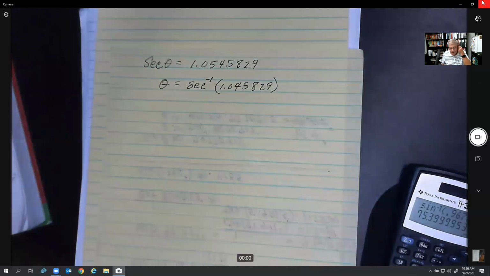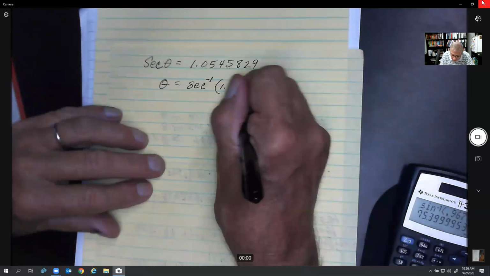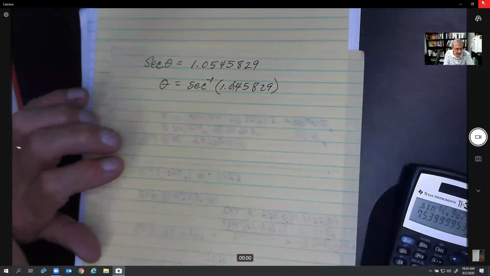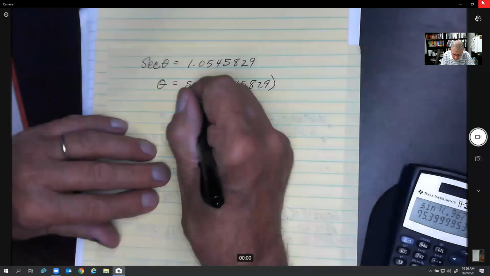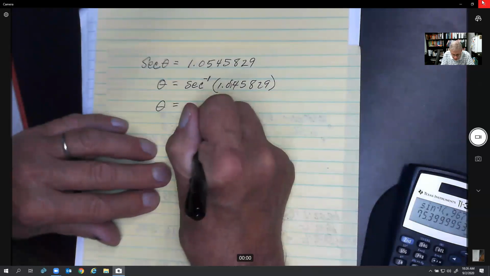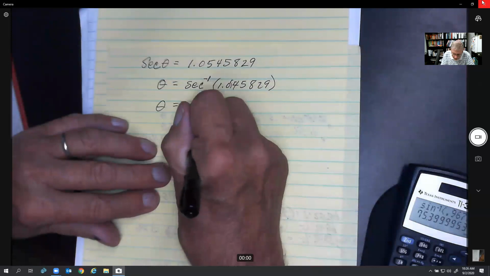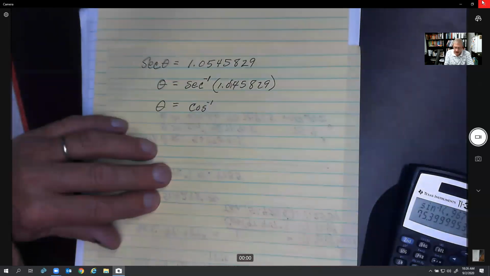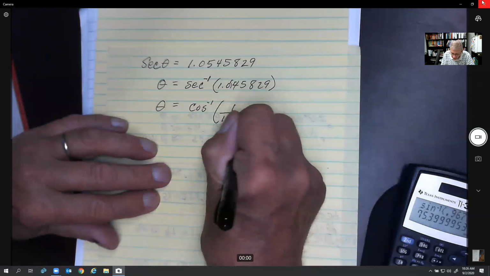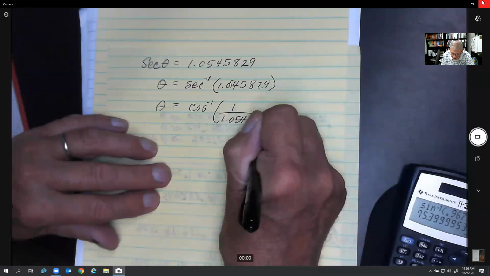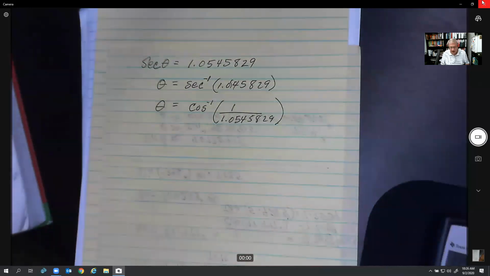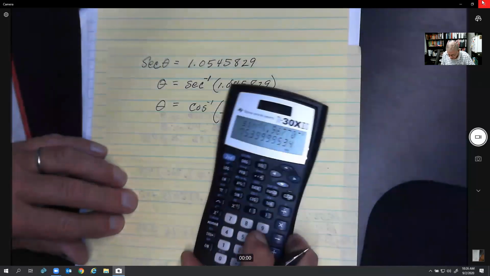But I don't have the, I bet you I copied that wrong too. There we go. I don't have the secant. So what I'm going to do is change theta is equal to, I'm not going to put 1 over the cosine. I'm going to put cosine inverse, and then I'm going to put this as 1 over 1.0545829. Now on other calculators, it might be different, but on this calculator, that's how you have to do it.